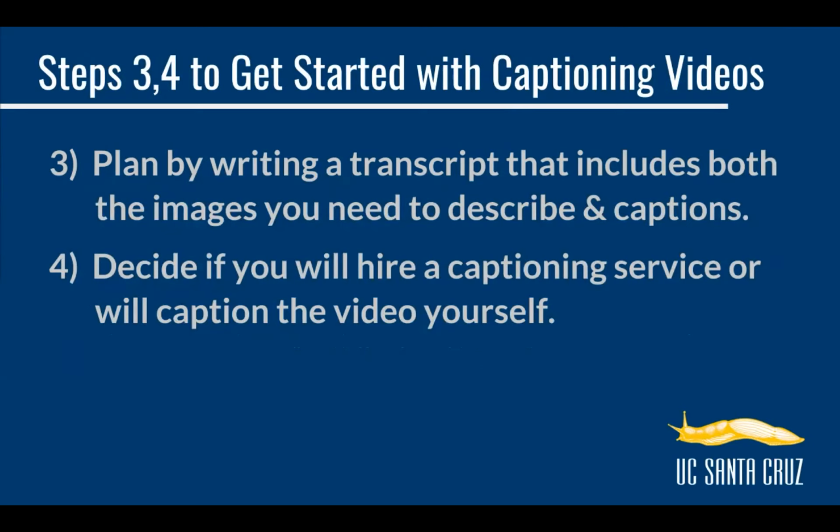Think about the goals of your video and what you want people to understand. I usually use a spreadsheet, and I have a column for the images I need to describe and a column for captions. And by starting with the transcript, you're on your way to making accessible media, and having a draft transcript is one of the components for accessible video. Step 4, decide if you will hire a captioning service or will caption the video yourself.